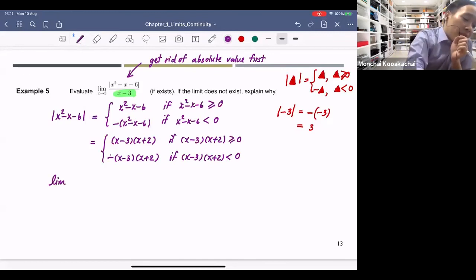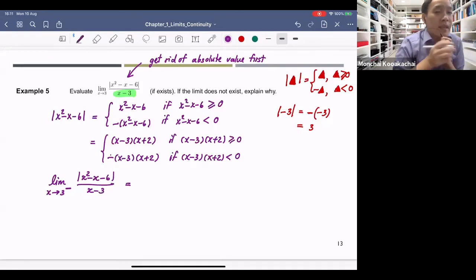the limit as x approaches 3. Let's start from the left-hand limit. All right, we're going to do a two-sided limit. So the key point here is every time you see absolute value, try to use the technique that you learned for the left-hand and right-hand limit first. That is my suggestion.